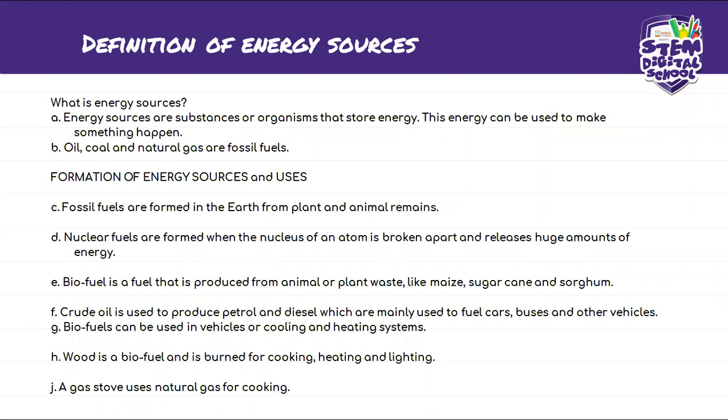Okay. A gas stove uses natural gas for what? Cooking. So those are examples of some of the energy sources. So don't forget, energy sources are substances or organisms that store what? Energy. And this energy that is stored is capable of making things happen.